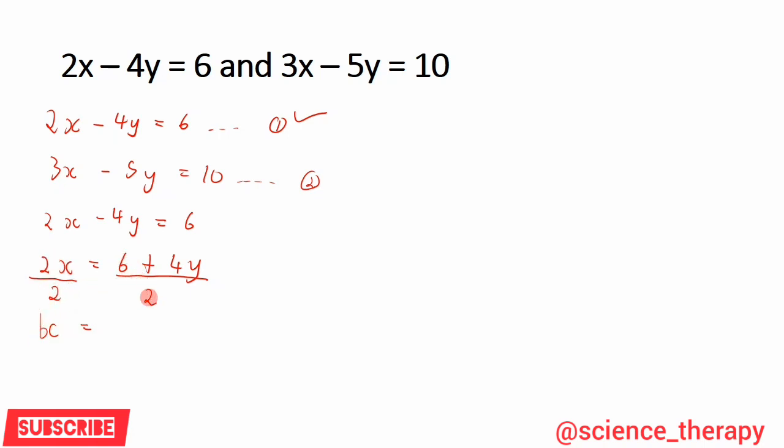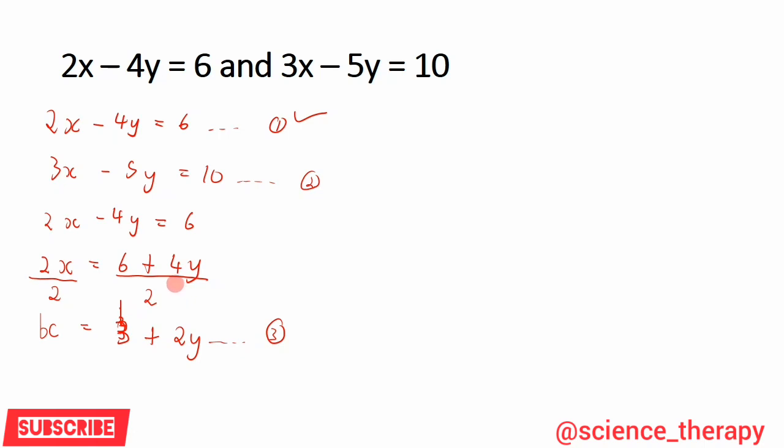Then what is 6 divided by 2? That gives us 3. Then what is 4y divided by 2? That will give us 2y. So now let's label this equation number 3. Remember, now x is the subject of the formula, x equals 3 plus 2y. So we have produced our equation number 3.